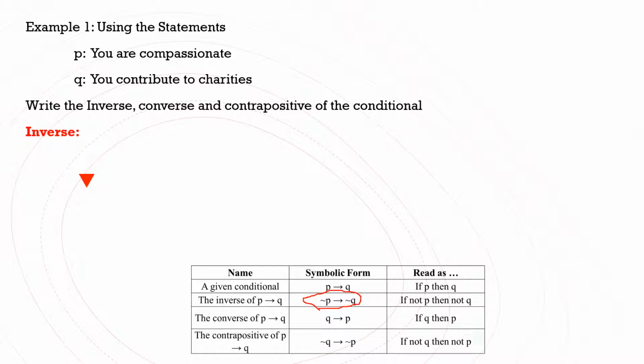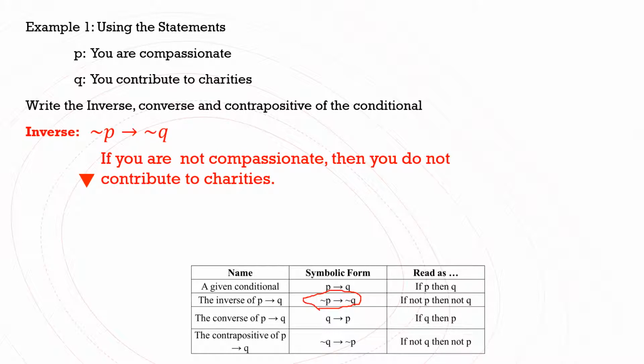So the inverse is not P implies not Q. Alright, so not P, that would be you are not compassionate. And not Q, that would be you do not contribute to charities. So that statement is going to be if, because we see the little arrow there, that means it's an if-then statement. If you are not compassionate, then you do not contribute to charities. So that would be the inverse of the conditional.